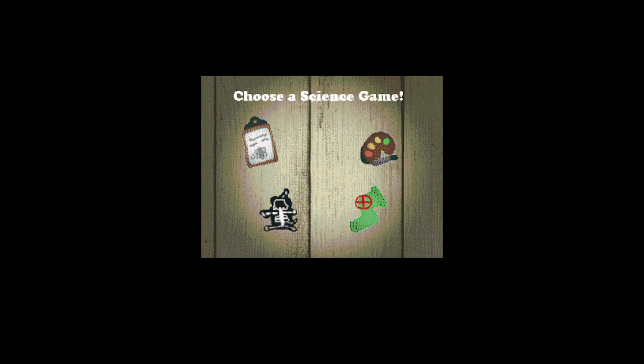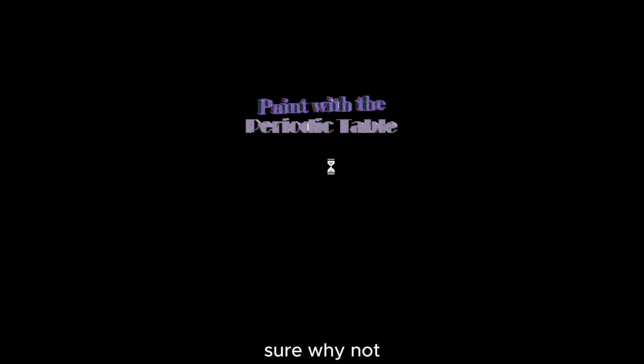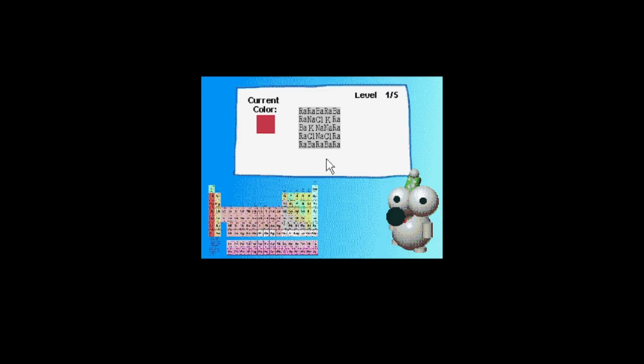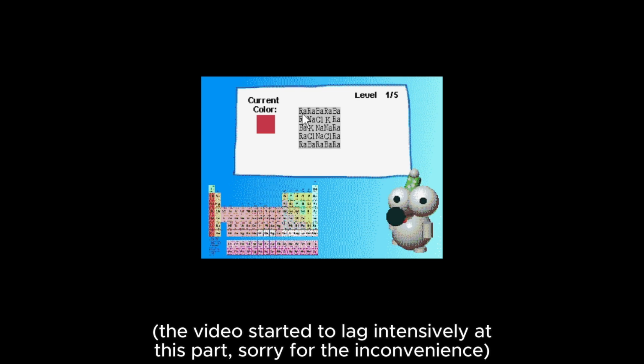Let's paint with the periodic table. It's time to paint, but with the periodic table as your color palette. Each square has a periodic table element on it. Select a color on the periodic table that corresponds with where the element is on the periodic table and fill in the square. Do it for all the squares and you'll have a finished picture.